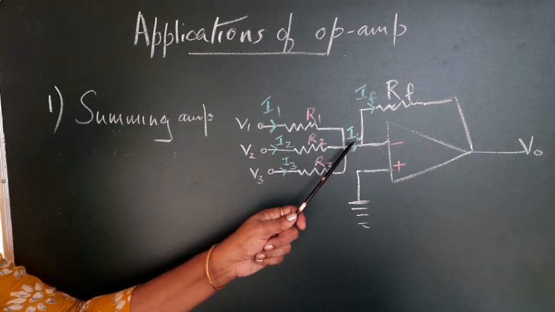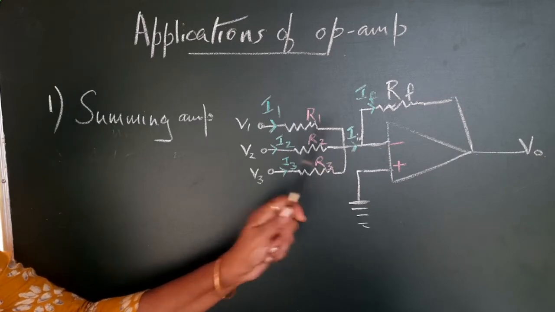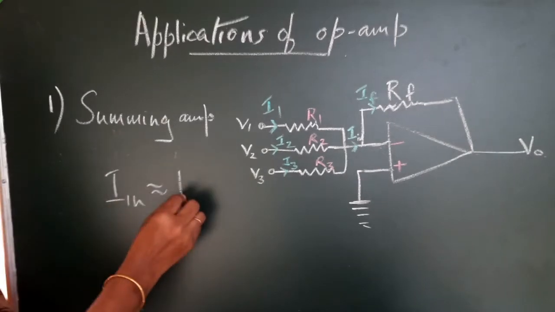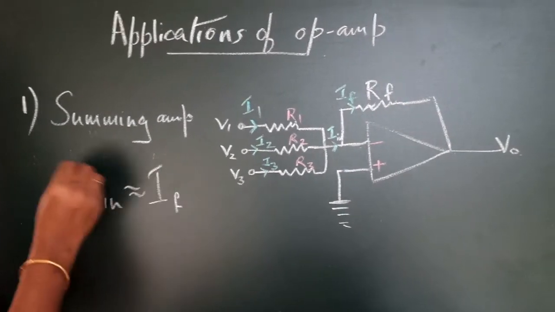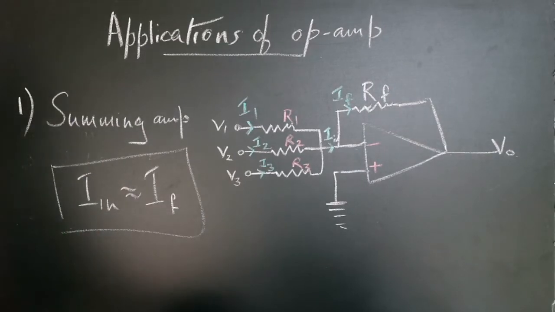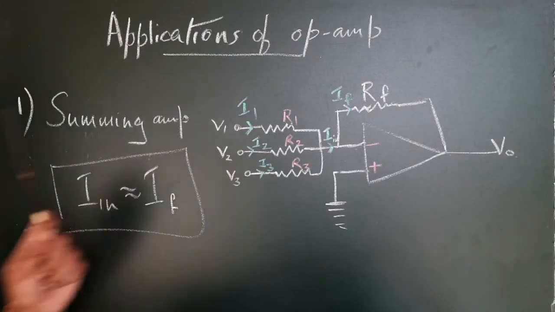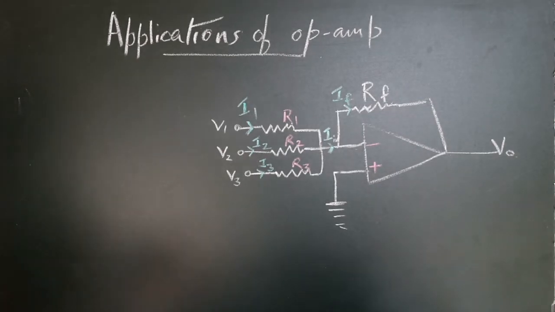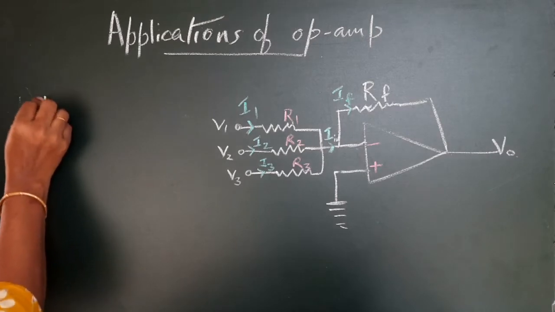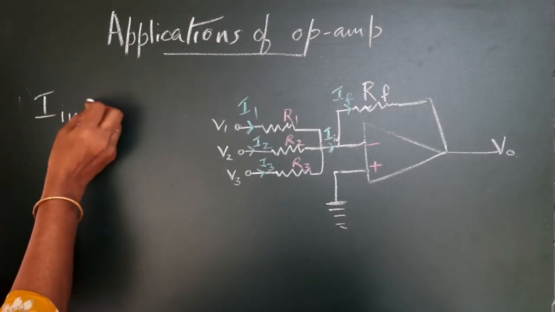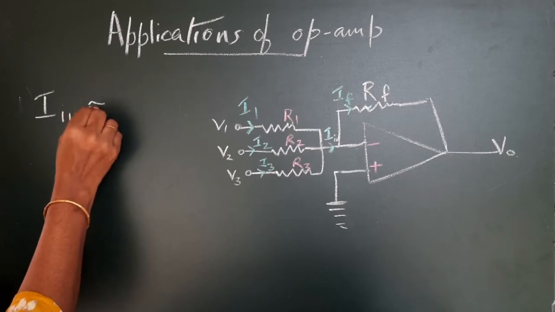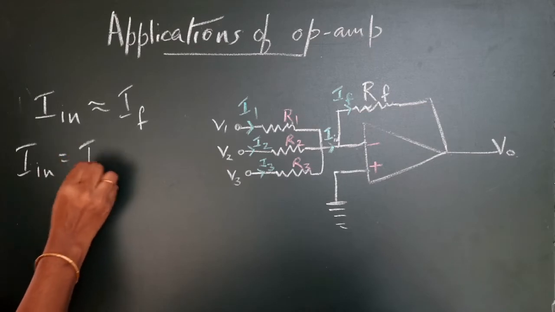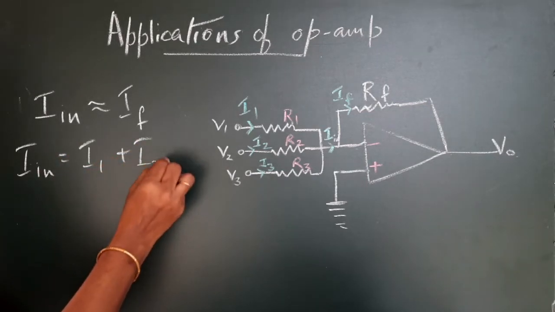Here you can see that I in, the input current, we have the thumb rule, I in is almost equal to IF, the feedback current. So based on this principle, we will go forward. So let us see. What is the situation? We want to find out what is I in, and that should be equated to IF. I in is nothing but I1 plus I2 plus I3.